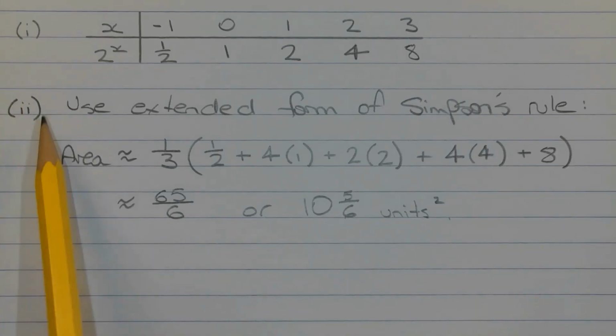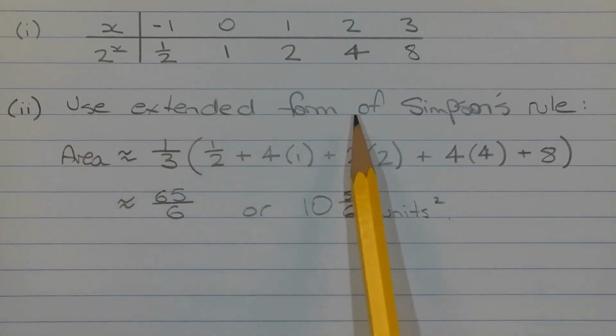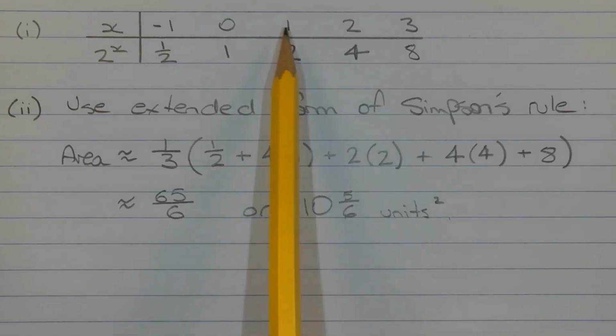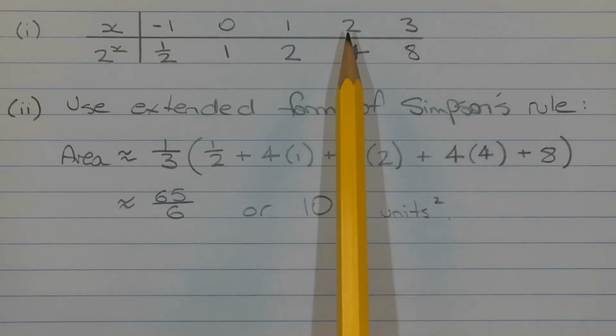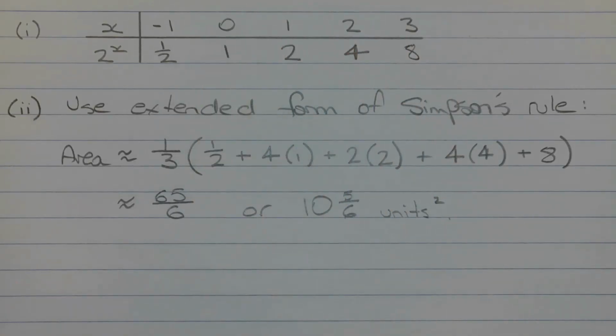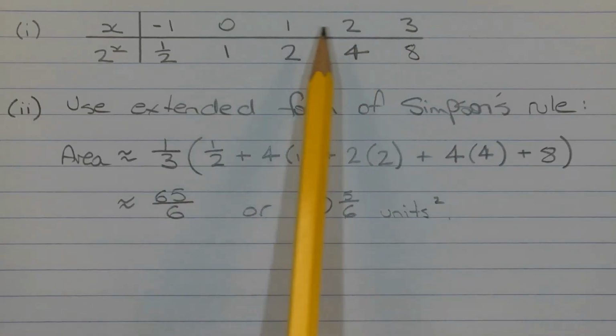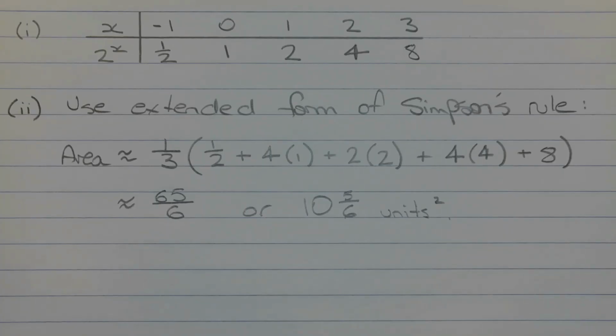To complete Part 2, we can use the extended form of Simpson's rule to do 2 applications in one go. Firstly, though, we need the value of h. Now, h is the difference between any 2 consecutive values of x. So, for example, 3 minus 2, or 2 minus 1, or 1 minus 0, and so on. The gap between successive x values is 1. That's the width of one strip.